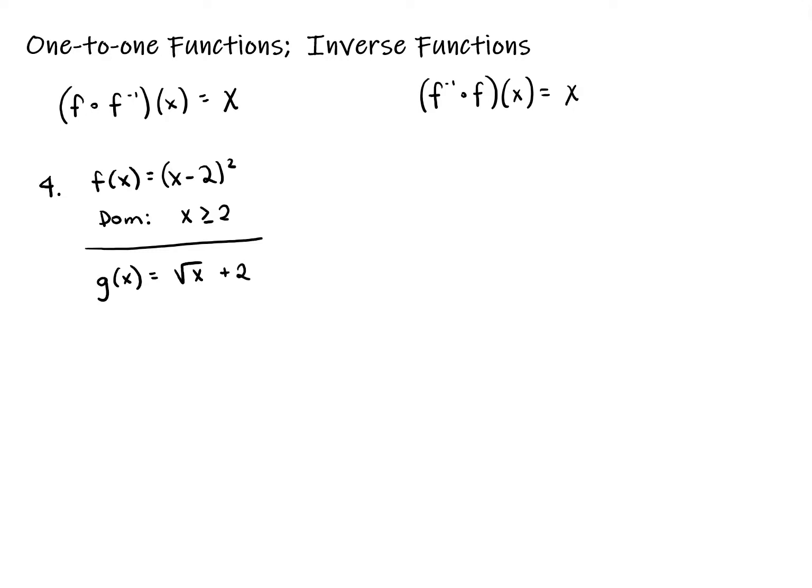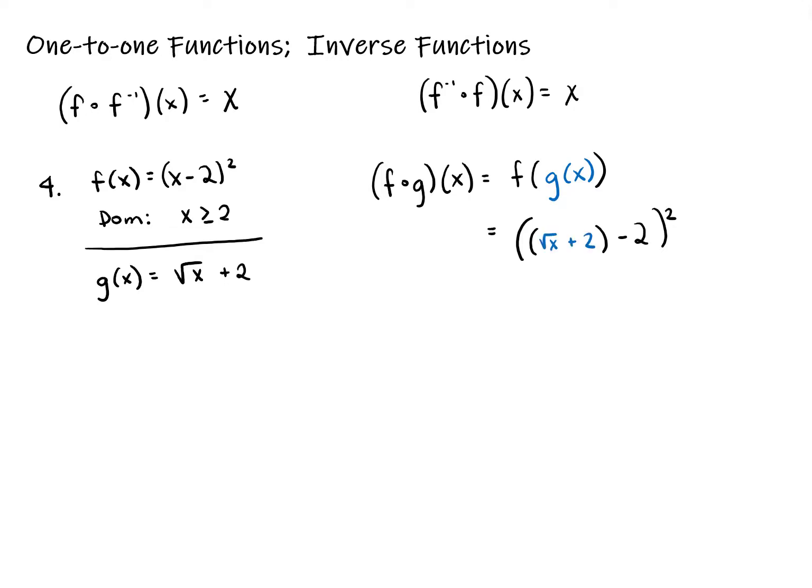Question 4 asks us to verify that these functions are inverses of each other, and we're going to do that by composing them together and seeing if our inputs and our outputs match up. Recall that we have g as our inner function and f as our outer function, so I'm going to go ahead and write our outer function, replacing the variable with parentheses. So I've written f of x as parentheses minus 2, the whole thing squared, and inside my parentheses I'm going to put my g function, square root of x plus 2.